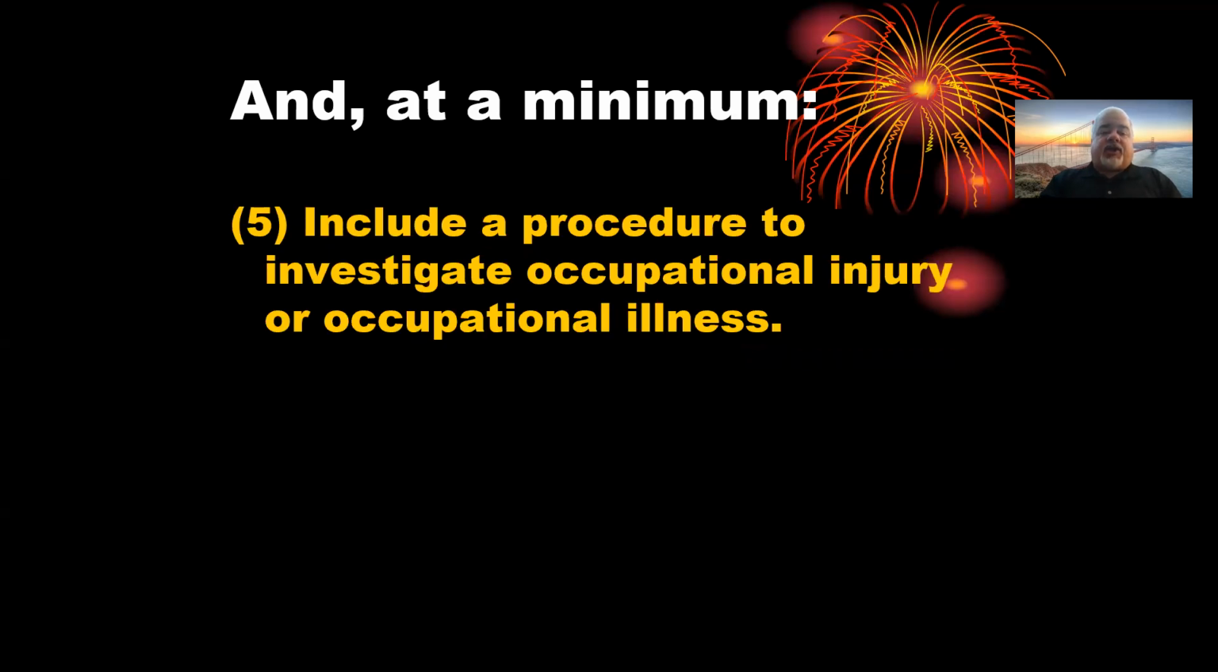The IIPP must include a procedure to investigate occupational injury or occupational illness. What do you do when something happens? Just because you have an IIPP doesn't mean nobody will ever get sick or injured. It reduces the likelihood, hopefully, and it reduces it substantially. But eventually, somebody's going to get hurt. What do you do? What's the procedure?